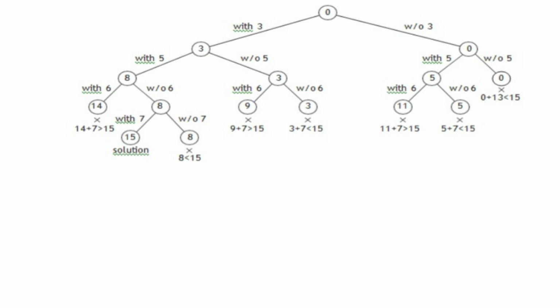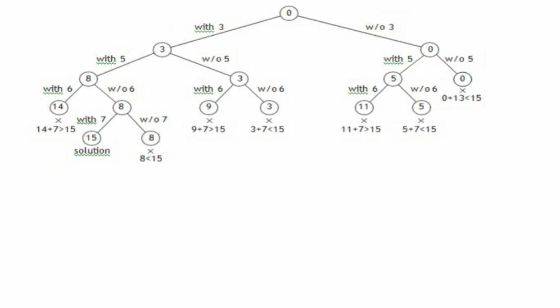Now, we saw with 6, now the right side indicates without 6, exclusion of 6. Then 3 with no more elements, 3 remains 3 itself as the node. Then 3 plus the next element 7. 3 plus 7 is 10, which is less than 15. So it also leads to a dead solution. Then we move back to the previous node, that is 0. So with 0, we started with 3, that is the left side. Now we move on to the right side, without 3.